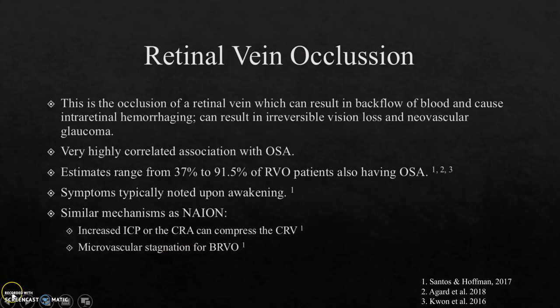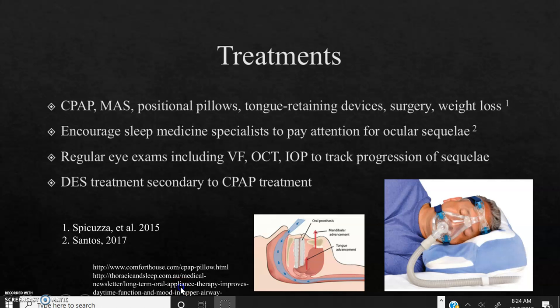Also, similar to NAION, symptoms are usually noted upon awakening, and the mechanisms are also pretty similar as they are both obstructions of blood vessels. For retinal vein occlusion, that's the result of increased intracranial pressure or the central retinal artery compressing the central retinal vein, or from microvascular stagnation for a branch retinal vein occlusion.